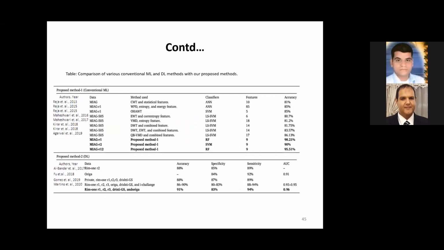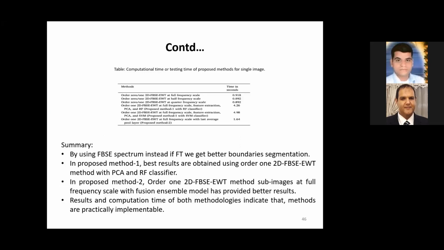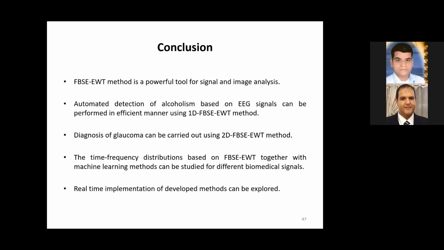And after that, we have compared these conventional machine learning and deep learning methods with our proposed method. And here you can see in both tables, when you use the conventional machine learning and deep learning method, our proposed method provides better classification between normal and glaucoma fundus images as compared to the other existing methods in the literature. So this is the conclusion of this talk.